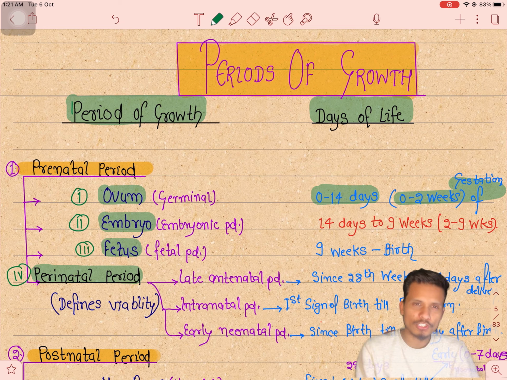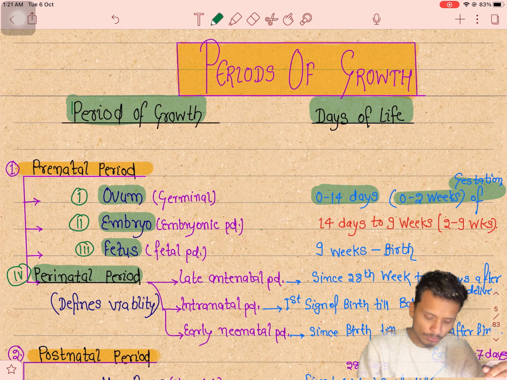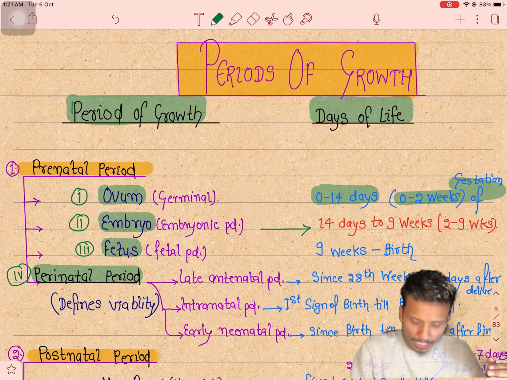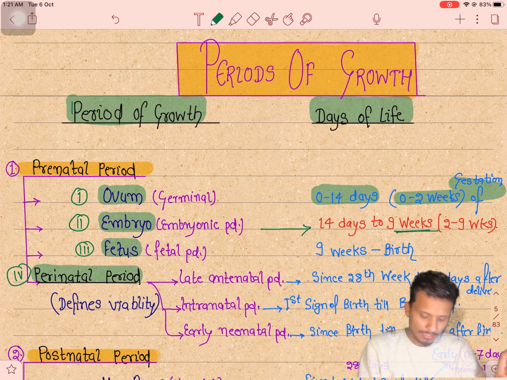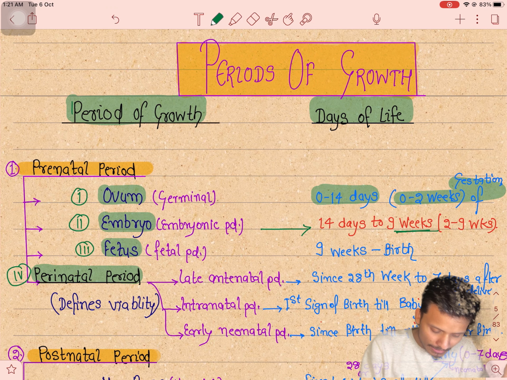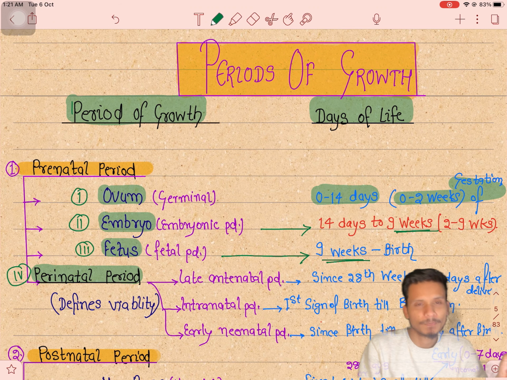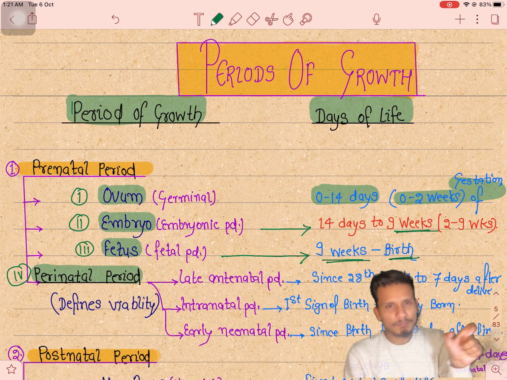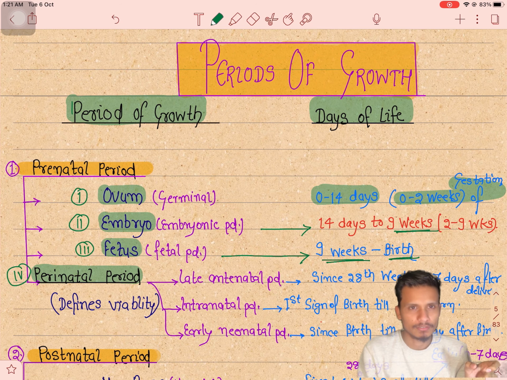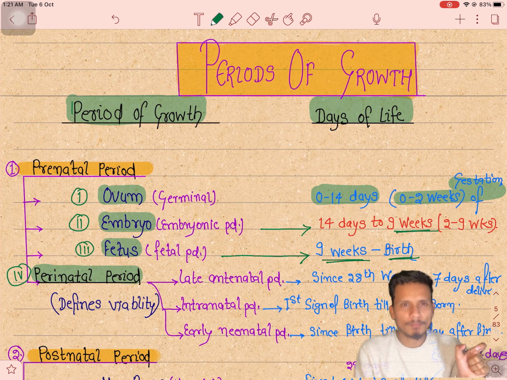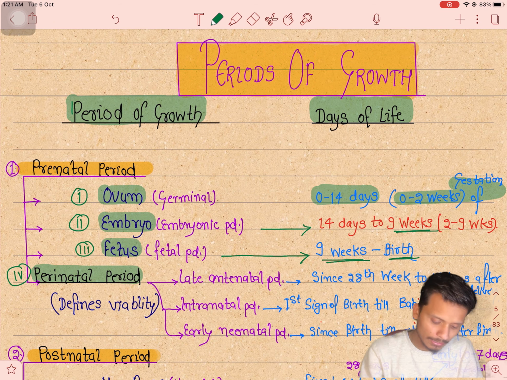What does ovum or germinal period mean? This period includes the time after the zygote formation or fertilization till 14 days, and the embryonic period includes 14 days to 9 weeks of the development of the fetus. Next, the fetal period indicates from 9 weeks of the development till the birth of the baby, or the birth of the fetus. From the 9th week till the birth is called the fetal period.